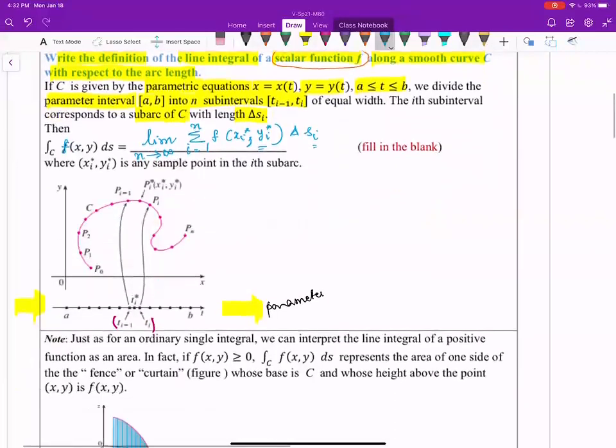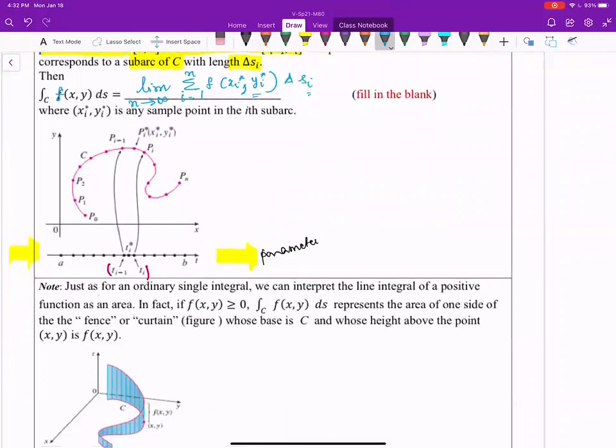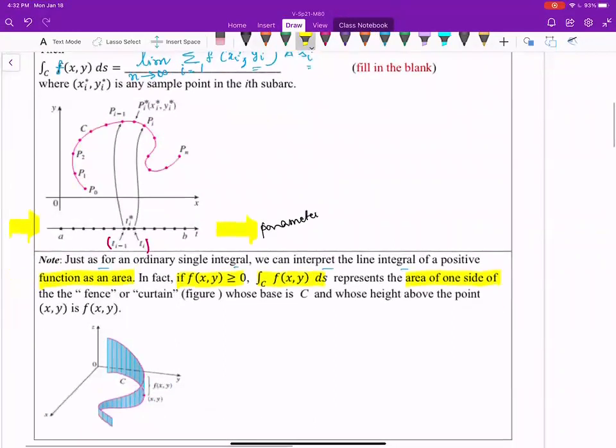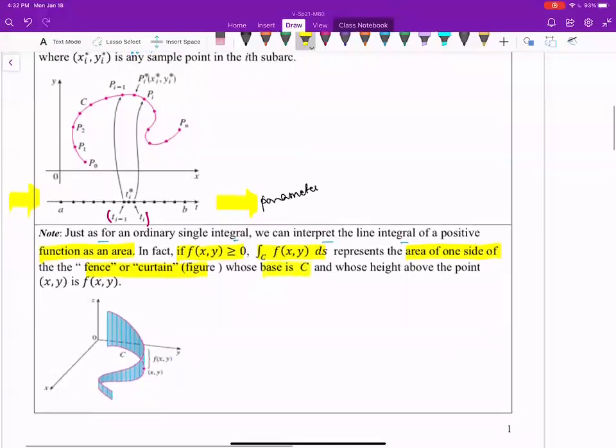Just as for the ordinary single integral, we can interpret the line integral of a positive function as an area. In fact, if f of xy is greater than or equal to 0, then the integral over C of f of xy ds represents the area of one side of the fence or curtain, as in this figure, whose base is C and whose height above the point xy is f of xy.